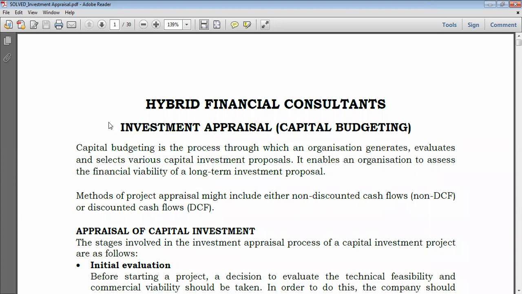So simply speaking, capital budgeting is a whole process through which an organization generates, evaluates, and selects various capital investment proposals. You can have a lot of investment proposals, and then you try to appraise them. You try to check whether they are viable, whether if you undertake them, you'll end up adding value to the organization. So all the methods we have been talking about are methods which are believed to create value to an organization if certain conditions are met.